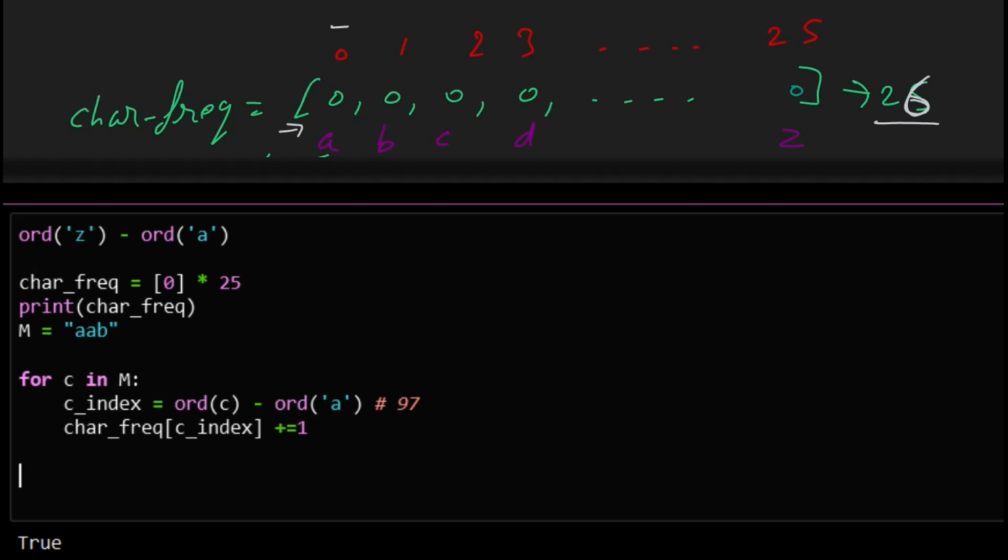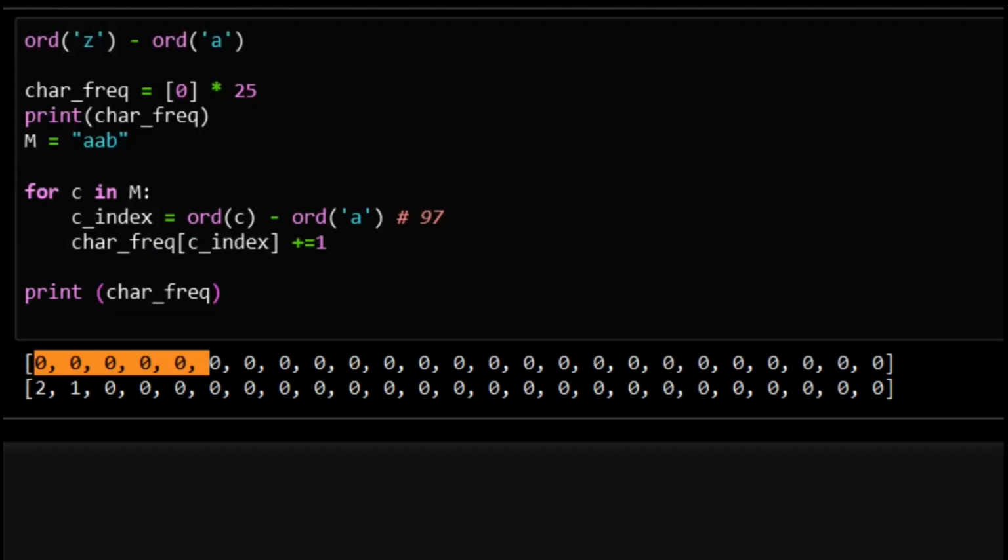That is it. Let's try to print. So we will print the character frequency. As you can see, initially it was all 0. Now when we have added our magazine characters AAB, it has added 2 at the 0 position and 1 at the first position, or first index.